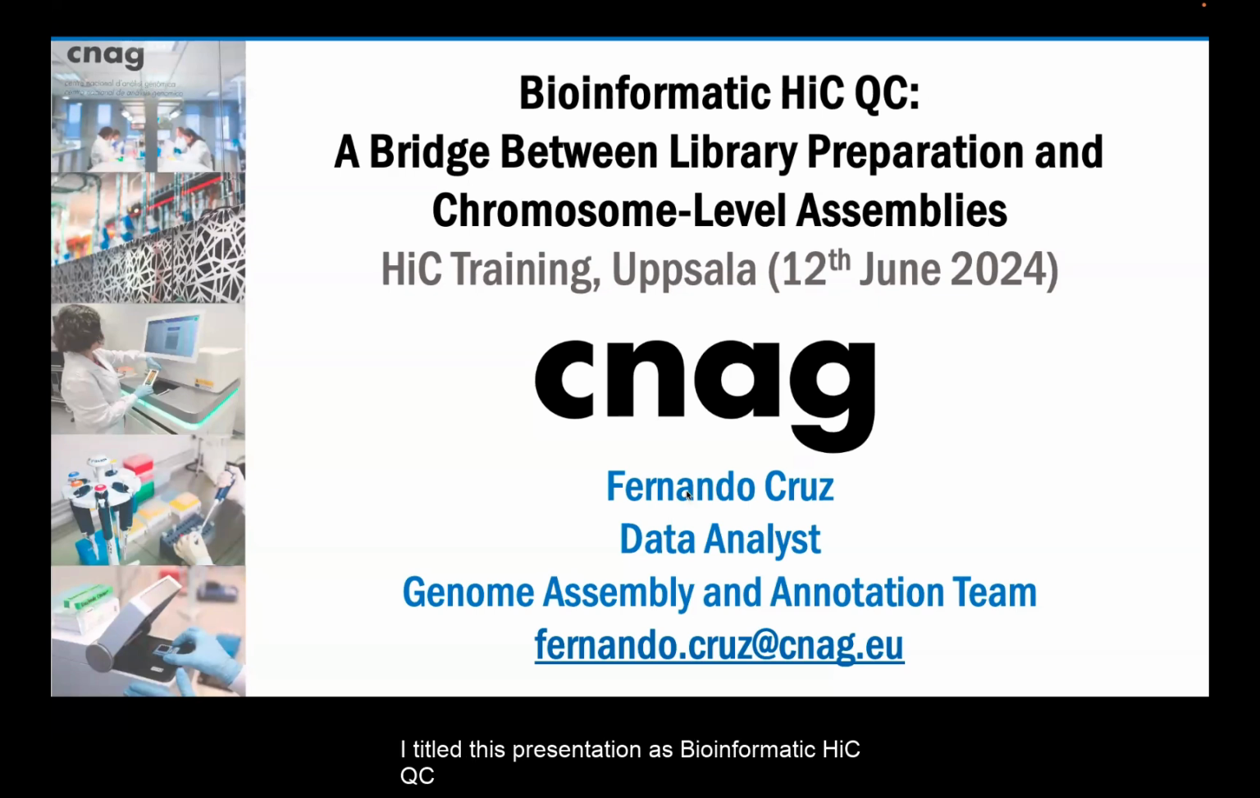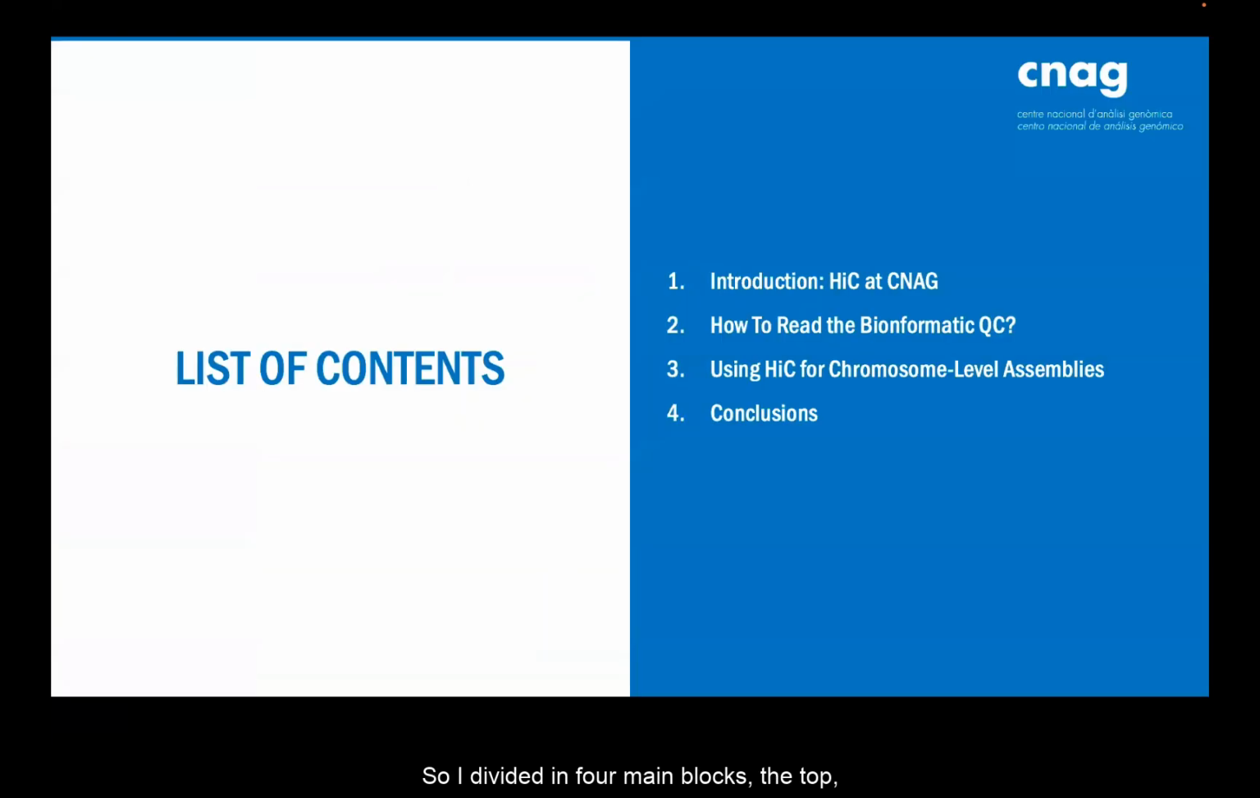I entitled this presentation Bioinformatic HiC, a bridge between the library preparation and commercial level assembly. I divided the talk into four main blocks. One will be an introduction about the CNAG and the HiC. A second one about how to read the bioinformatic QC, particularly focusing on the approach we follow, the pipeline, mainly based on the Dovetail preprocessing. And then how we use the HiC reads for obtaining chromosome level assemblies, and in the end some conclusions.